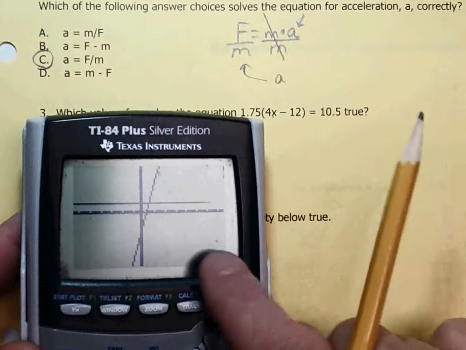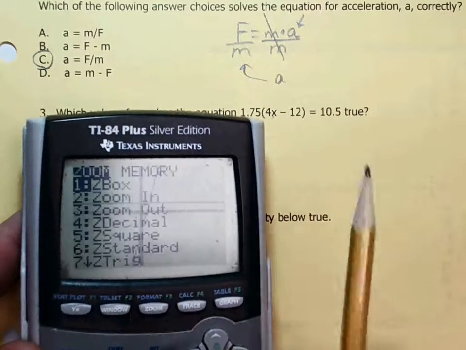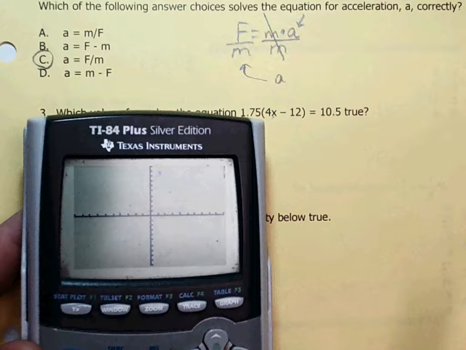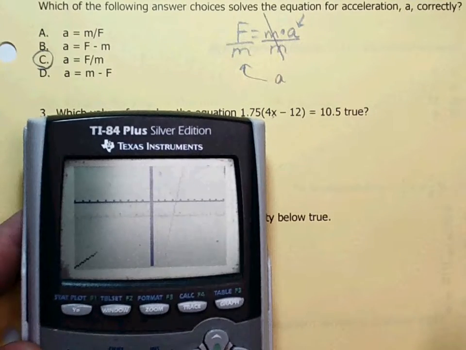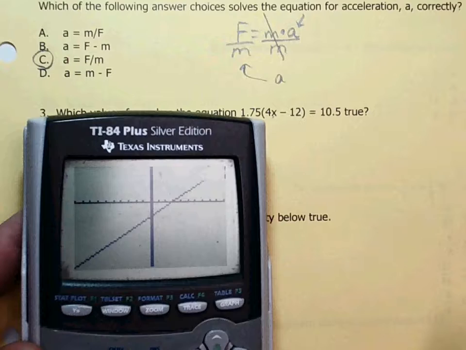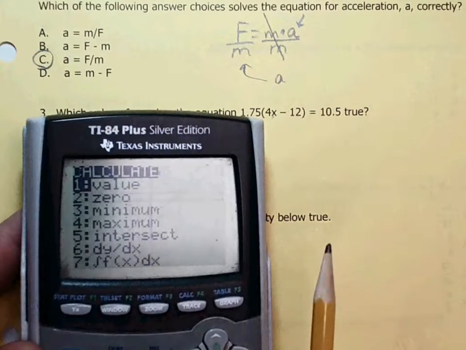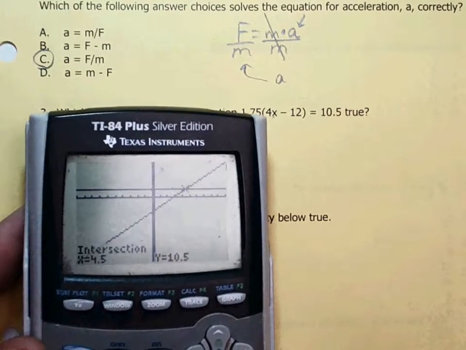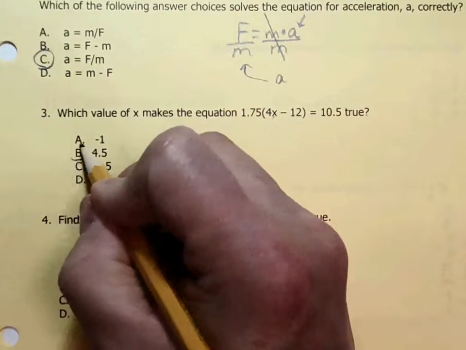Remember, if you don't see them crossing, you press zoom 0. To go back to the regular is zoom 6. Let's see if it'll show up on the regular screen a little better. It does not, so we're going to do a zoom 0. Go back to what we had. And we want to know where they intersect. So we do a second, calc, 5, enter, enter, enter. And we see right here x is 4.5. Oh, there it is right there.